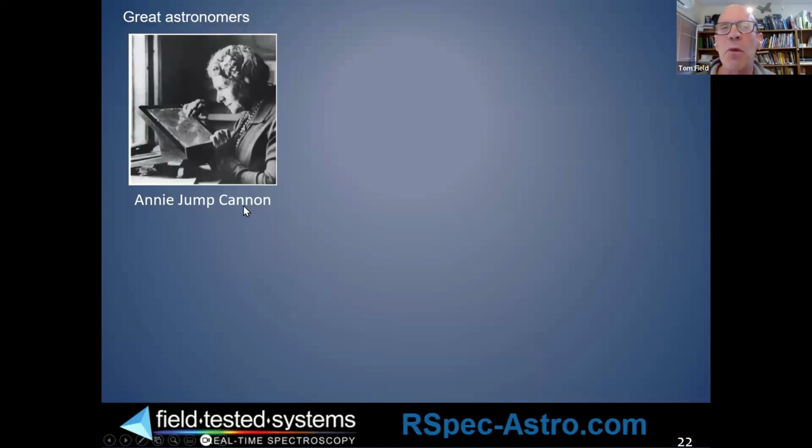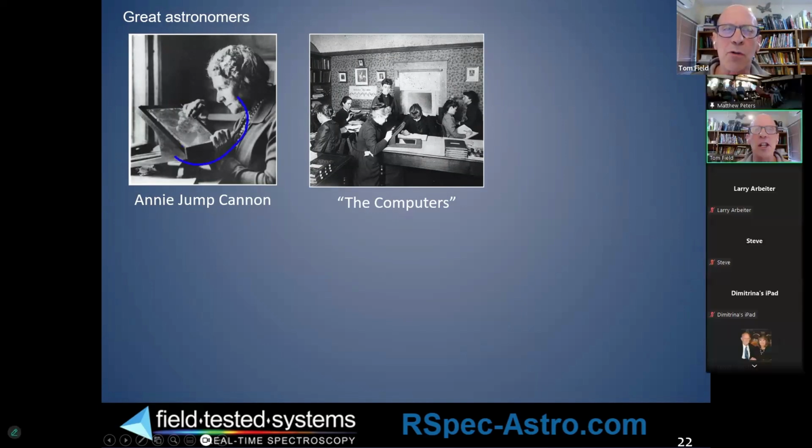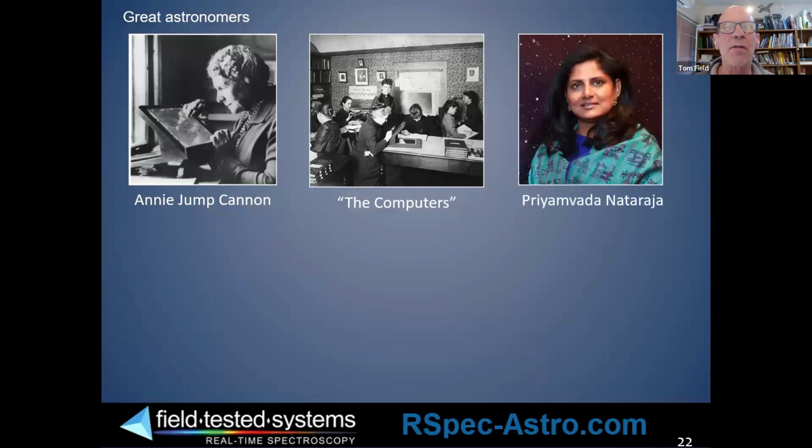Annie Jump Cannon, you may recall, she and her team of computers were forbidden from using the Harvard telescope some years ago, more than a century. You can see them here studying glass plates. These are the spectroscopic plates that came off of the telescopes, and they studied over 400,000 spectra, and immersing and saturating themselves in that spectra collection meant that they could evolve a stellar classification system that has been very valuable to us.